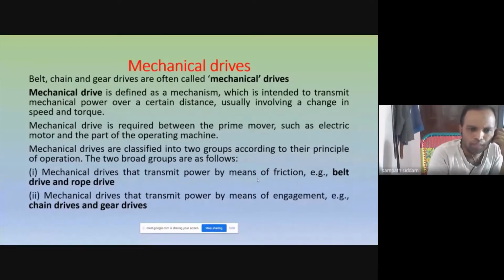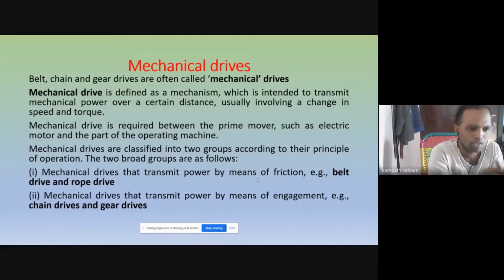If anything is done with an engagement, suppose you are riding a bicycle, that is usually done with the help of a chain drive, or some motorcycles also usually use a chain drive. All your motorcycles are an example of a chain drive, in which engagement is there in between to transfer your power from one end to the other end.